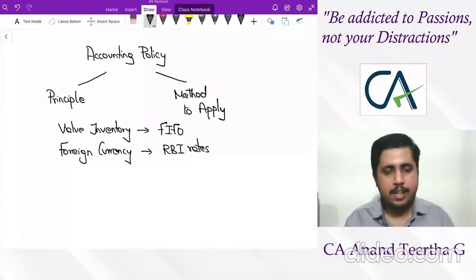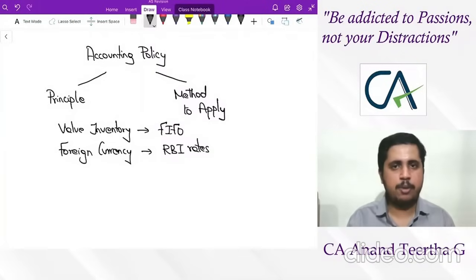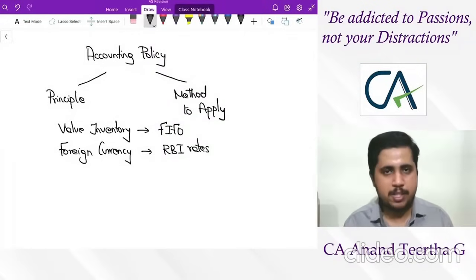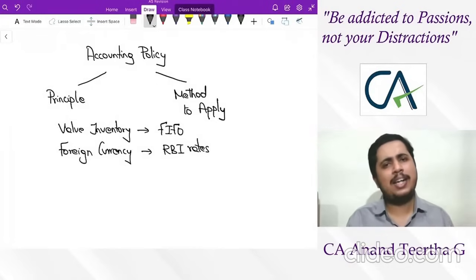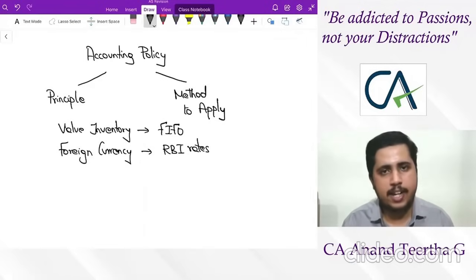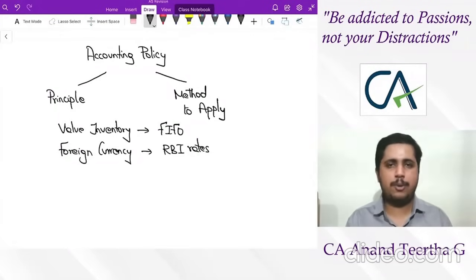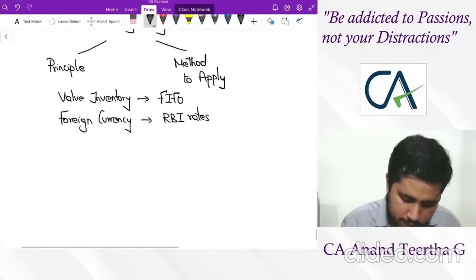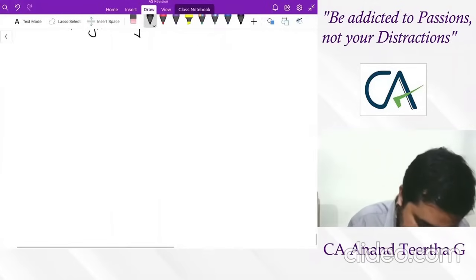In this way, there will be a principle of accounting, and there will be a method to apply such principle. In a few places, another accounting standard itself will tell you this is an accounting policy. If any standard instructs that it is an accounting policy, then fair enough, you have to consider that and move on. But overall, for understanding of the policy, there has to be a principle and a method to apply such principle.